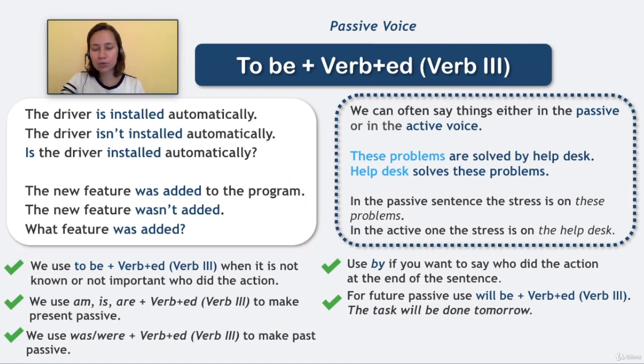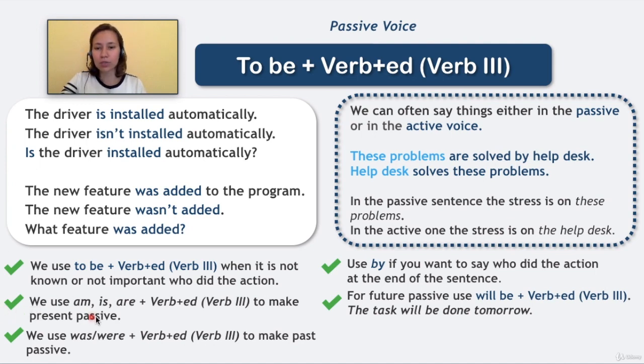And let's look at the rules again. We use to be plus verb plus ed, or verb in the third form, when it is not known or not important who did the action, right? Because in this sentence, the driver is installed automatically. There is nobody who does this action, so we don't have a person who does this action. This is done by a computer, but this is not important. The important thing is that the driver is installed. It's not important who did it.